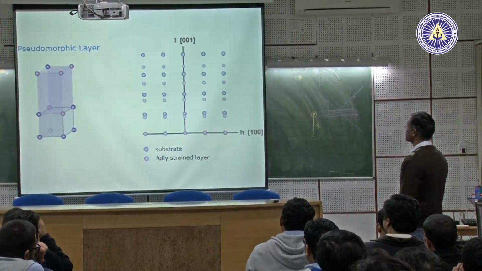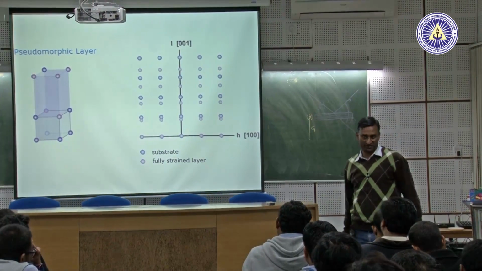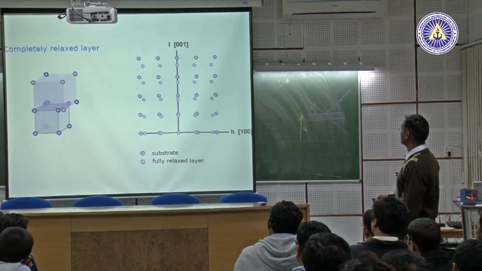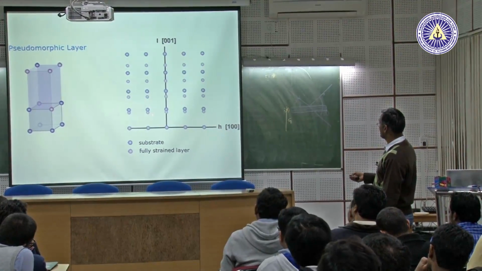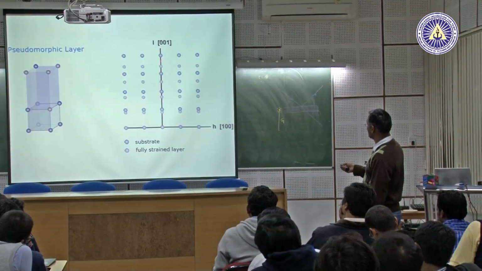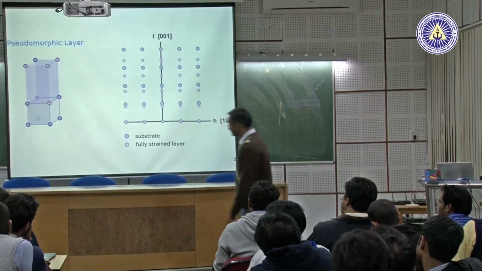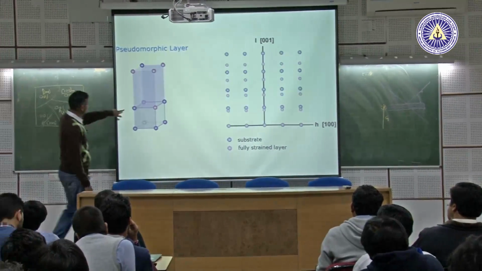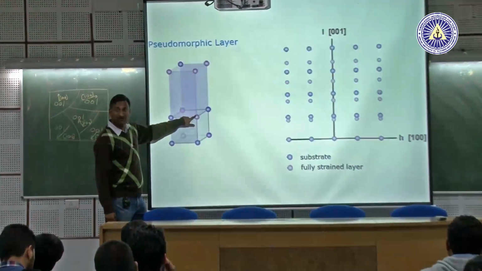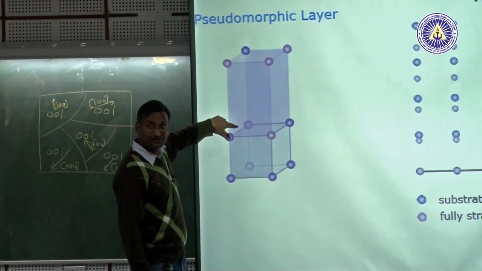If you look at now these two pseudomorphic layers, pseudomorphic means the two materials on top and bottom have similar structure. If you look at these, for the pseudomorphic layers, you will have certain points matching in certain direction. So, you can see that if you look at these two layers, you have lattice matching in this direction, but the film is allowed to relax in this particular direction.